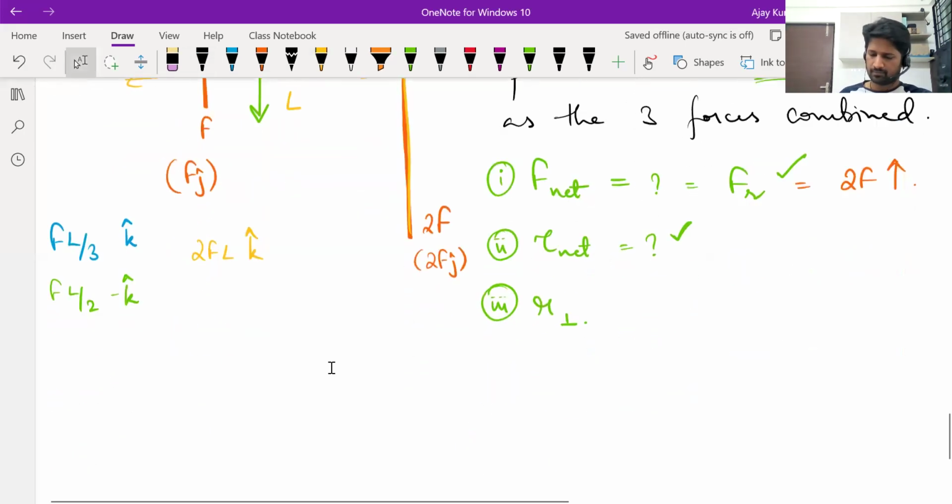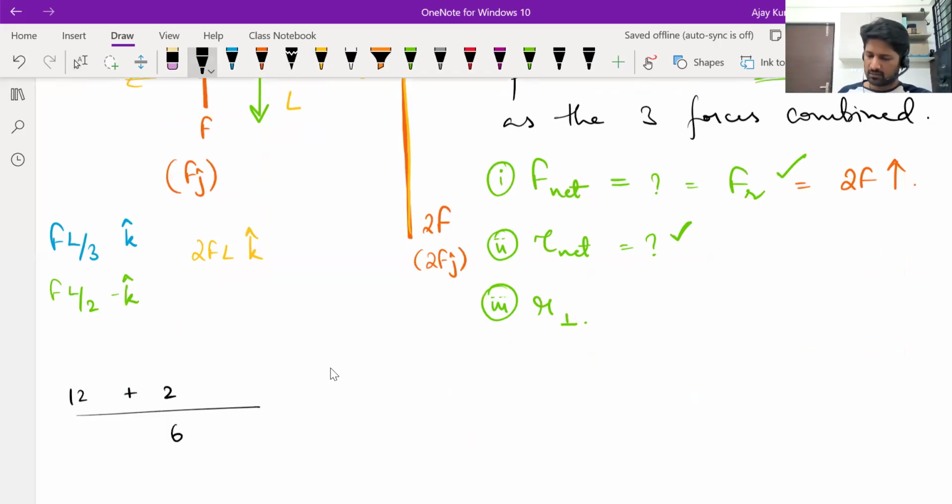Okay. LCM is 6. 2 becomes 12. Plus 1 by 3 becomes 2 by 6. Minus 1 by 2 becomes minus 3 by 6. So 14 minus 3, 11, FL by 6. In which direction? K cap direction, anti-clockwise. Is the net torque.